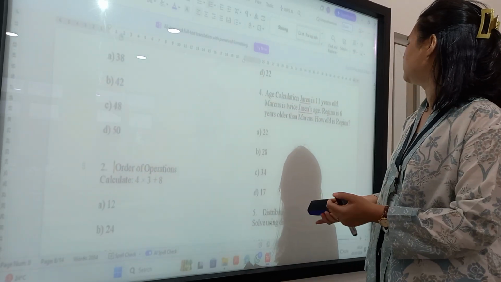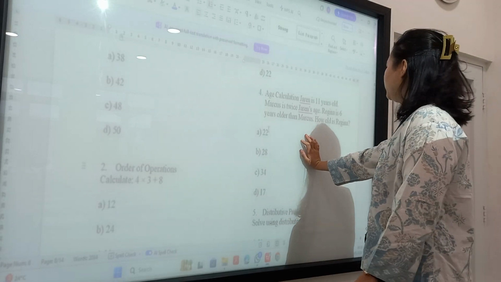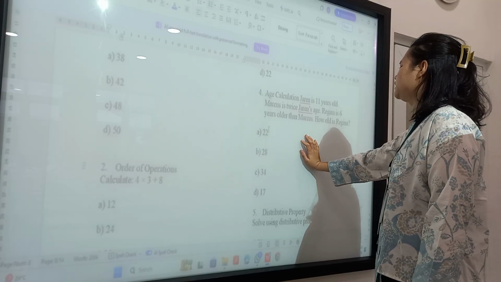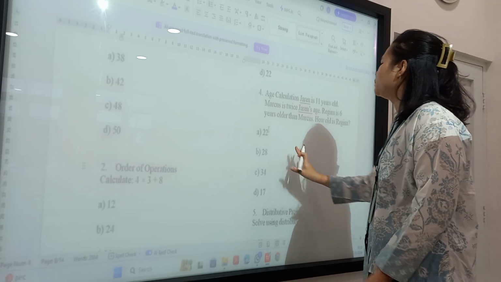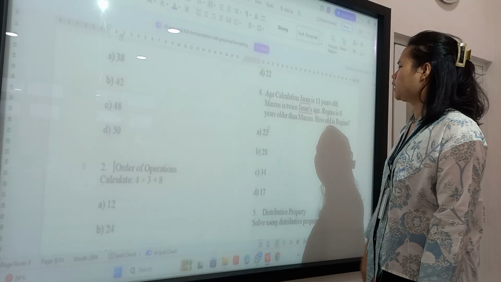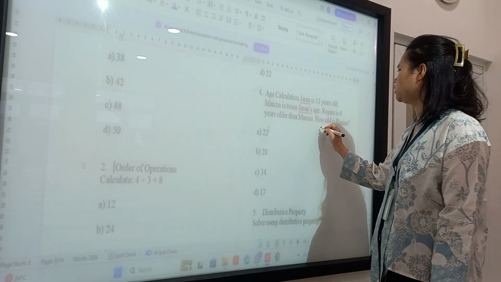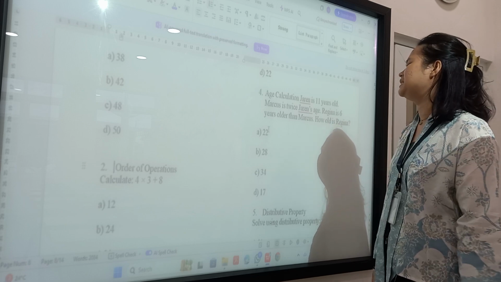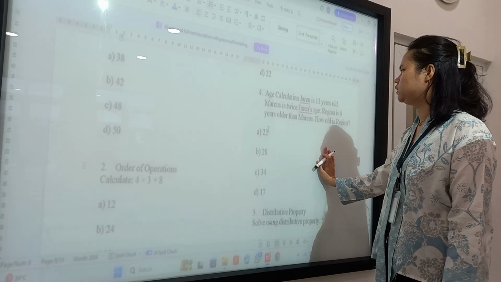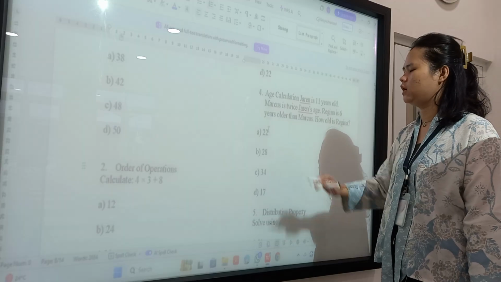Next, number 4. Number 4 is age calculation. Jaron is 11 years old. Marcus is twice Jaron's age. Regina is 6 years older than Marcus. So later, because we know Jaron is 11 years old and Marcus is twice, it means we need times 2. 11 times 2 equals 22. After that, Regina is 6 years older than Marcus. After you found the multiplication between Jaron and Marcus, 22 plus 6 becomes 28.